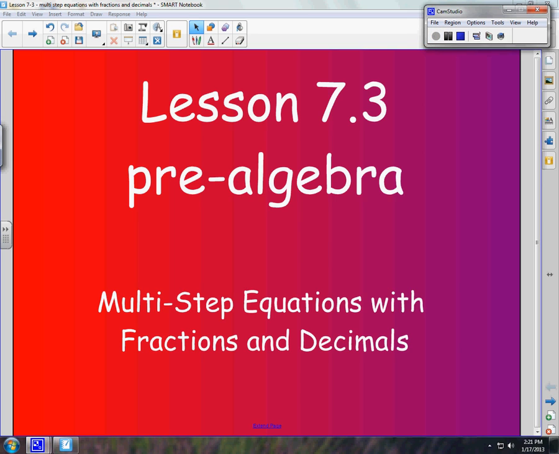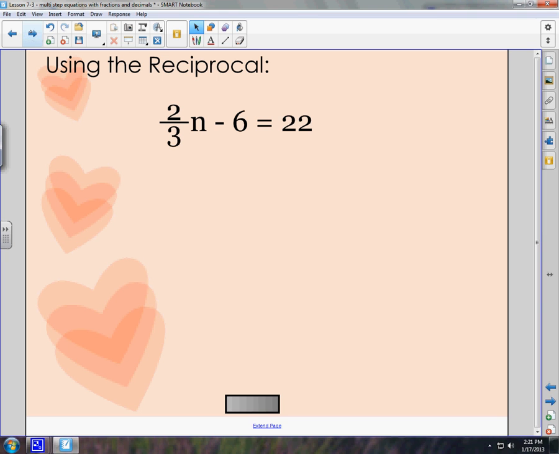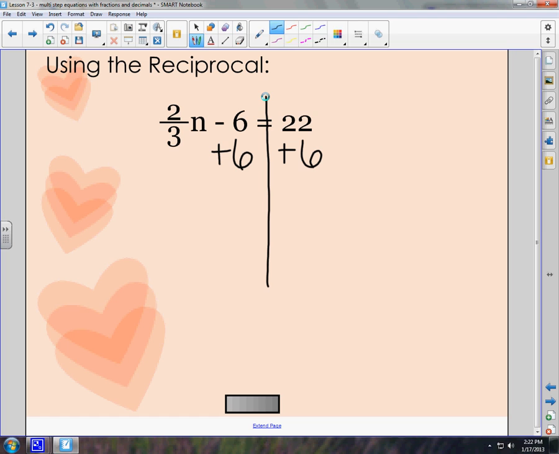Guys, this is lesson 7.3 for pre-algebra, multi-step equations with fractions and decimals, everybody's favorite. So, first step is exactly like a regular multi-step equation where you draw the line and you add and subtract. However, there is that little fraction over there. So, what I'm going to do is add 6 to both sides. Then, negative 6 and positive 6 cancel each other out. And I have 2/3 n equals 28.